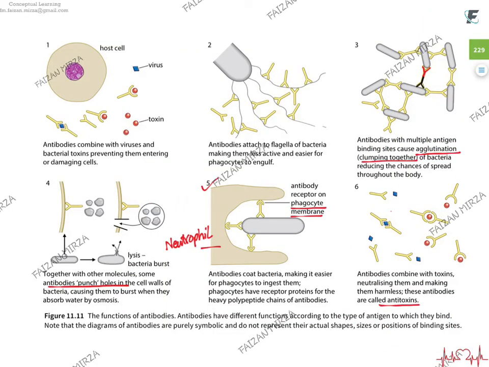These are the various ways in which antibodies can function. They can go and target the virus, they can target the toxin, they can attach to the flagella and reduce the motility of the bacteria, and they can cause agglutination. So antibody and antibody can join together, the constant regions can be held together, and both antibodies end up having the antigens on their opposite ends. So they end up agglutinating or clumping the pathogens together. A large number of bacteria or pathogens can be engulfed together, plus their motility will be reduced.